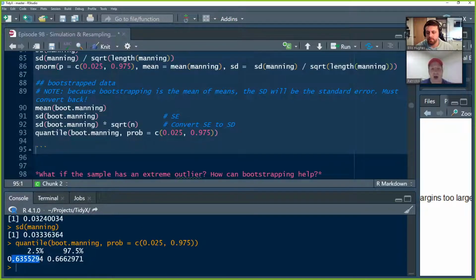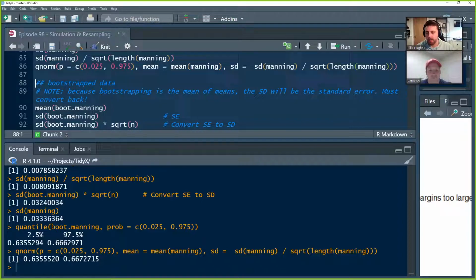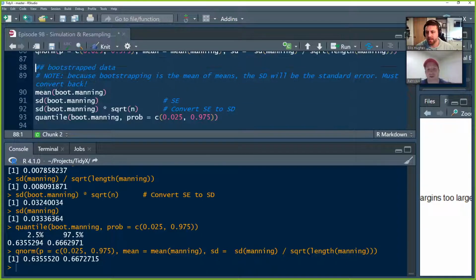And then we can run our quantiles on this data. So above I used the Q norm data because I had an observed mean and standard error. Down here I have a vector of data, so I'm just going to use the quantile function over that data and pass it the inner 95%. So running these, I'm also going to try to run them in parallel, next to each other. And you could see they're relatively close.